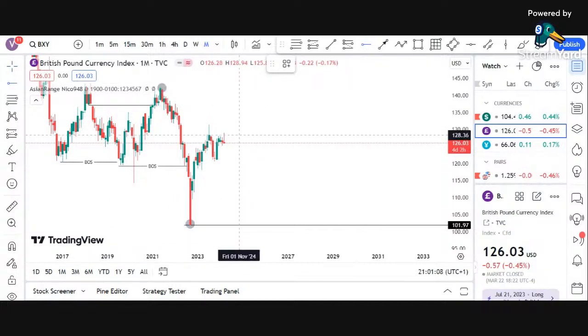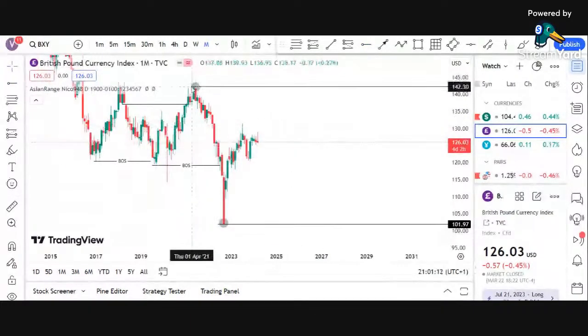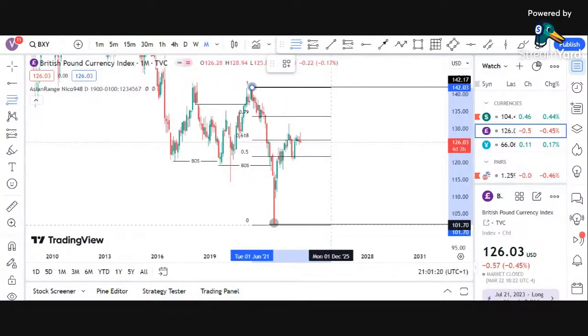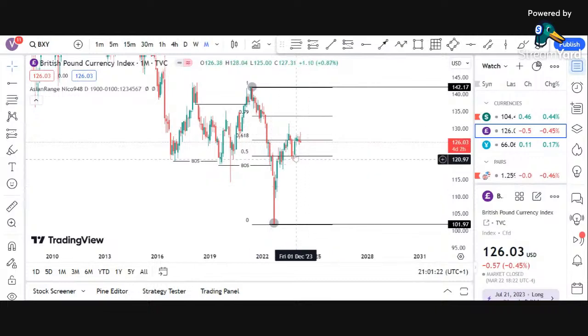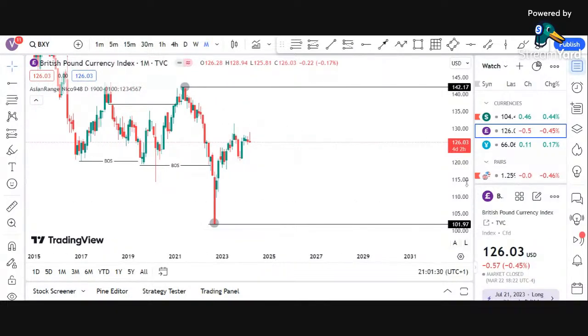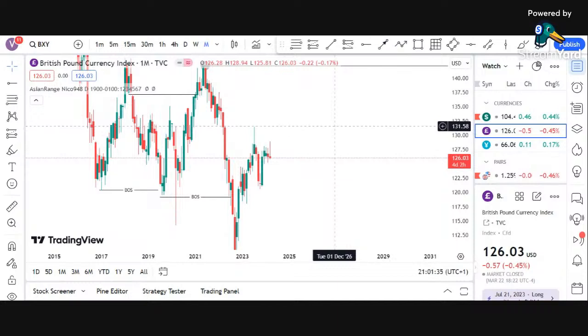Sorry for that. We have our old high here. So if you take our fib, price is currently in the premium level, where we can be selling above the 50% region. All right, so price is currently above there. And where is price now currently, or what is price doing?